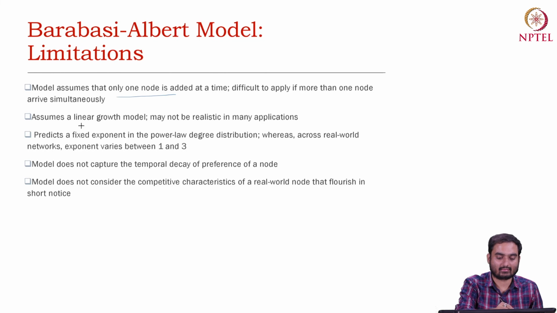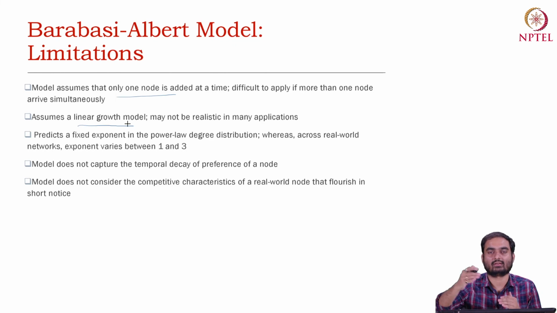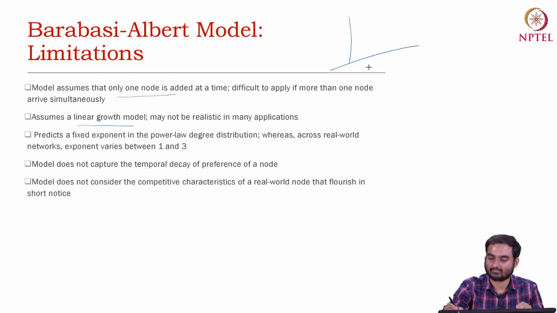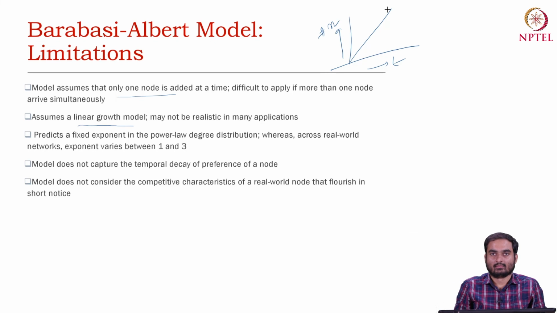Okay, and this is a linear growth model because every time only one node joins, therefore the growth will be linear with time. So if we plot T and the number of nodes in the system, we will see it like this. But real world networks do not follow this linear growth kind of pattern.